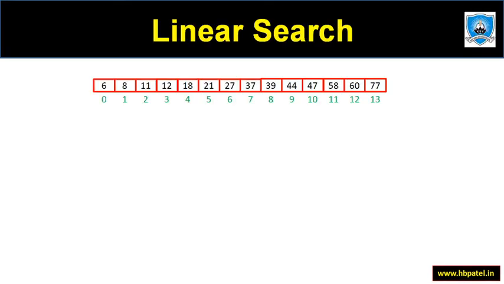So searching is basically looking for a specific item in a given list. For example, you can see there are a total of 14 elements in this particular list, indexed from 0 to 13. So 14 elements are there: 6, 8, 11, 12. These are all the elements and these are all the indices. 6 is at the 0th position, 8 is at the first position, 77 is at the 39th position.